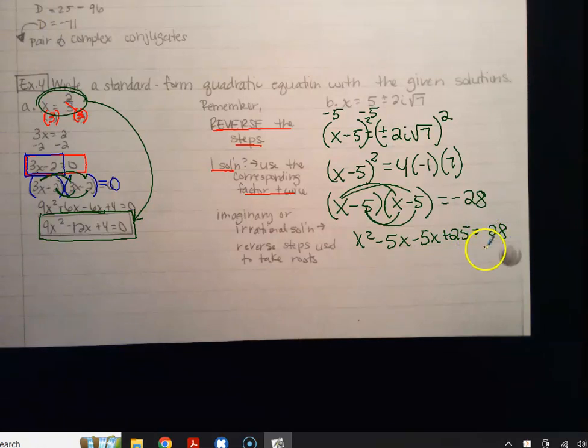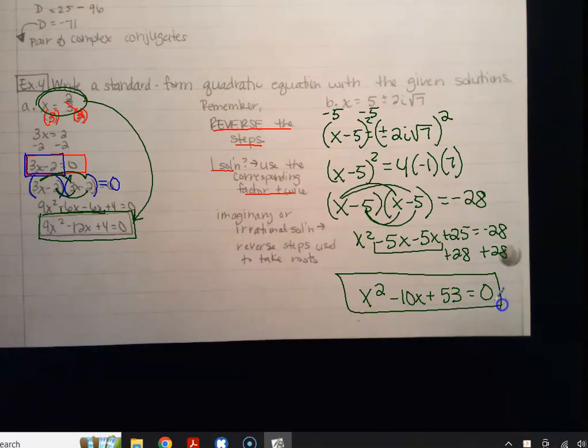I'm going to add 28 to both sides to get it to be equal to 0, and I'm going to add like terms in here. So we're going to have x squared minus 10x plus 53 equals 0. All right, so now we have our standard form quadratic equation. Done.